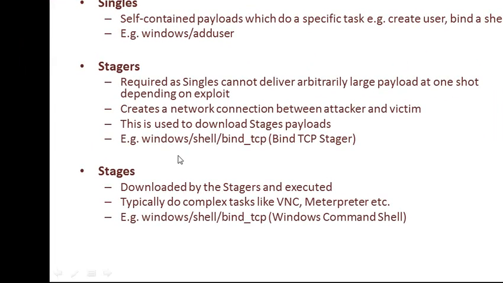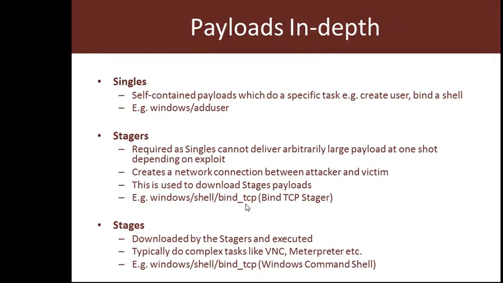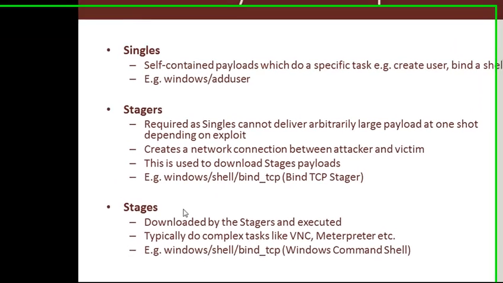So as an example, Windows/shell/bind_tcp is a bind TCP stager. What this does is create a TCP service which is bound to a specific port, and over this, it gets the shell stage.